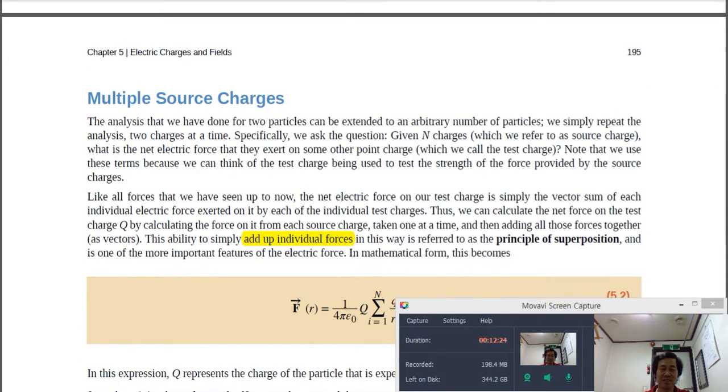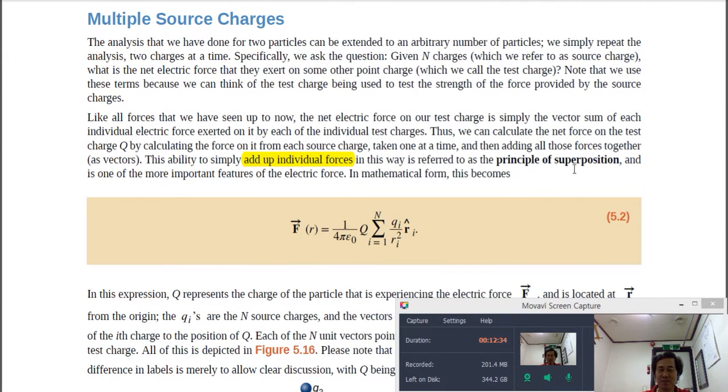Suppose we have many charges, then they interact with each other, and then we have a principle of superposition. What that means is, if we look at one charge, that one charge will have the force from other charges. So we add up all the individual forces acting on the charge. That is called the principle of superposition.